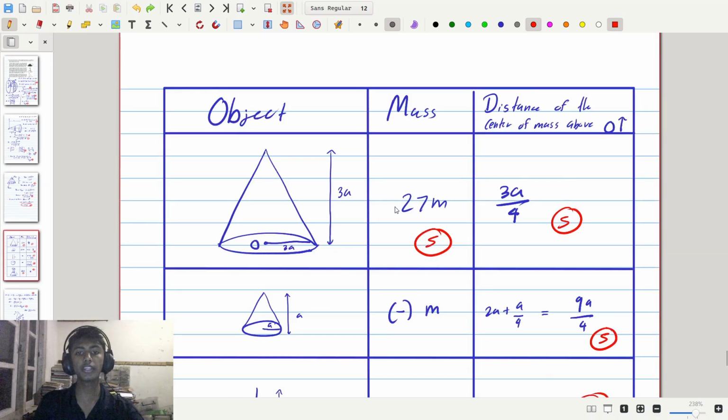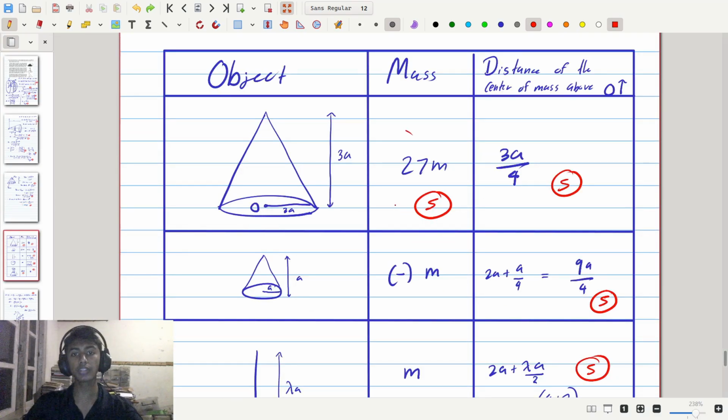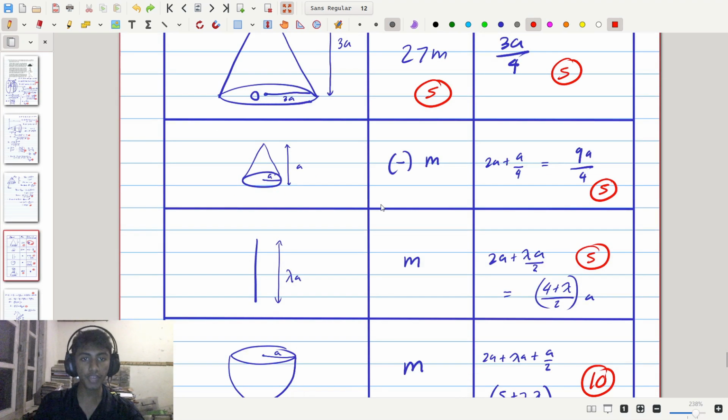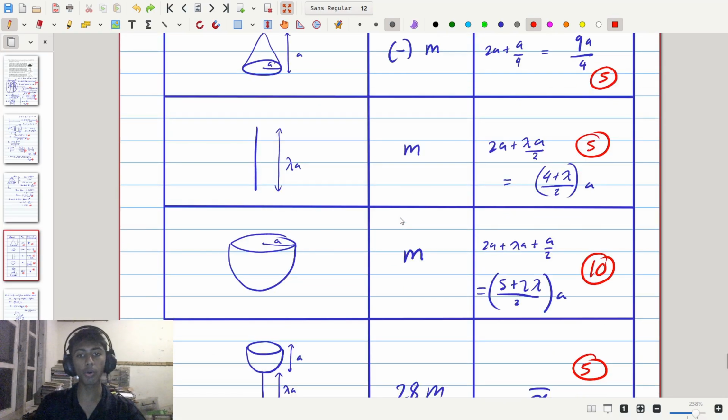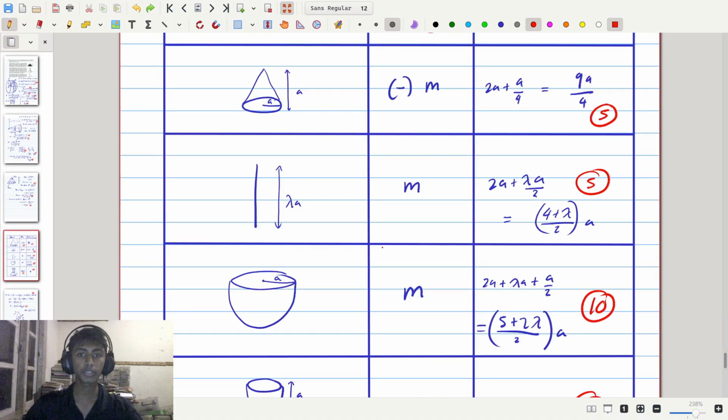Now after that, in this table, when you write down the mass of the large cone as 27 m, you get 5 marks. And then when you write down the distance, you get another 5 marks. And for over here, writing these masses doesn't get you any marks, probably because these masses were given directly to you in the question itself. These masses were given, so because of that, you don't get any marks for the masses.